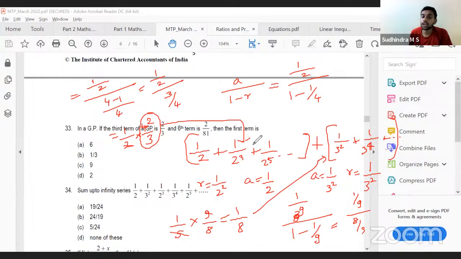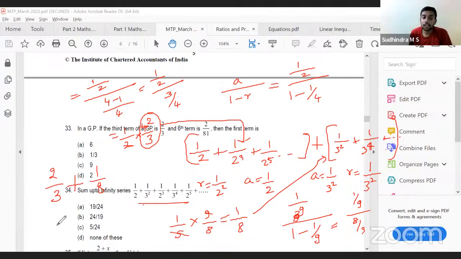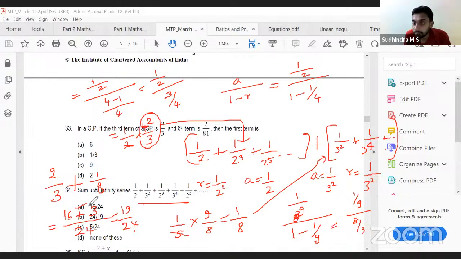If I want to get the total, what do I have to do? Add or multiply? 2 by 3 plus 1 by 8, or 2 by 3 into 1 by 8? Add, because these are sums, right? So we have to add. So we get 24. 8 twos are 16, 3 ones are 3, 19 by 24. 19 by 24 is the answer.